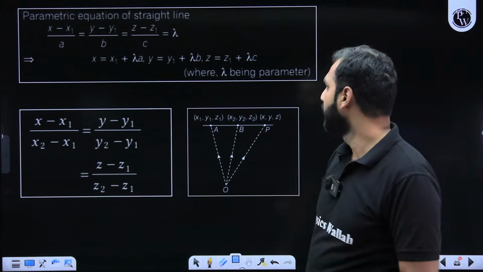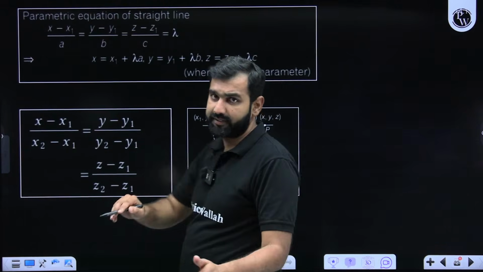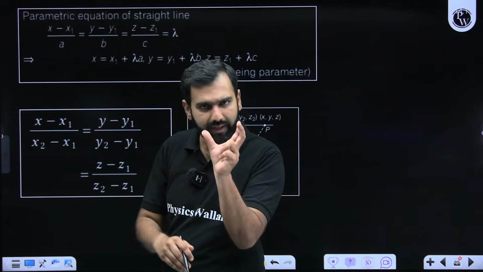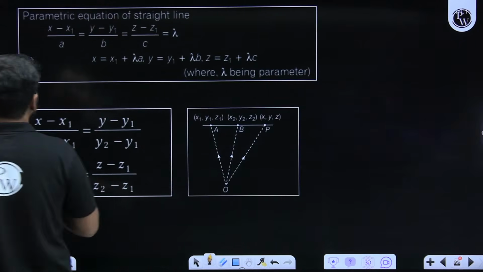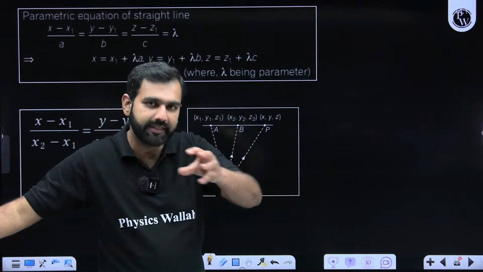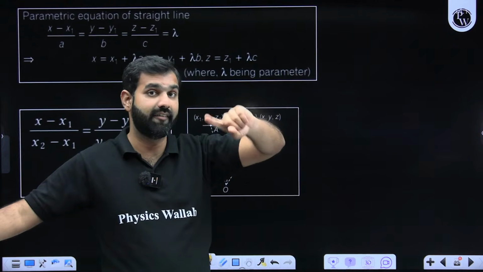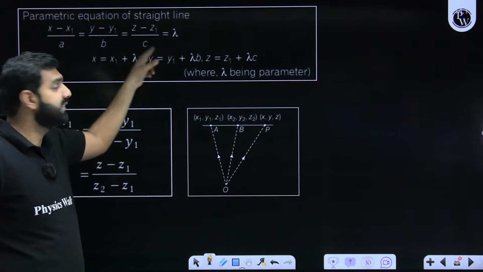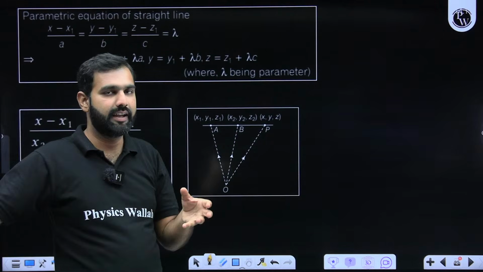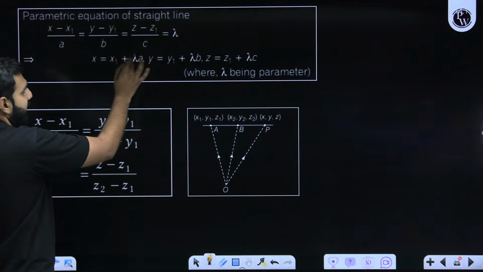Let's say there is a straight line and this straight line passes through a point x1, y1, z1. So the point x1, y1, z1 lies on this line, and this line is parallel to a line segment which is a i cap plus b j cap plus c k cap. Or I can say that the line has direction ratios a, b, c. So the equation of the line is given by (x minus x1) upon a, (y minus y1) upon b is equal to (z minus z1) upon c.